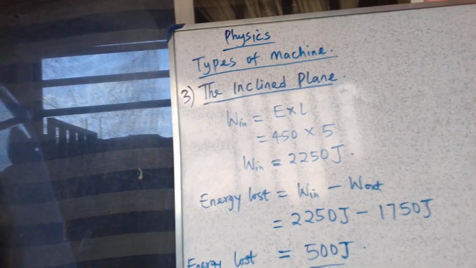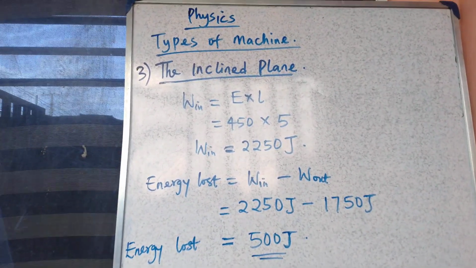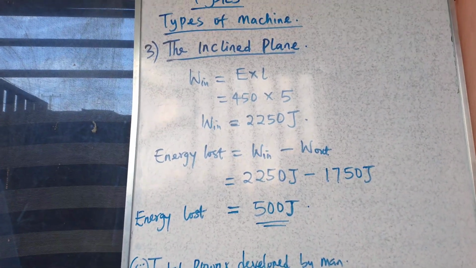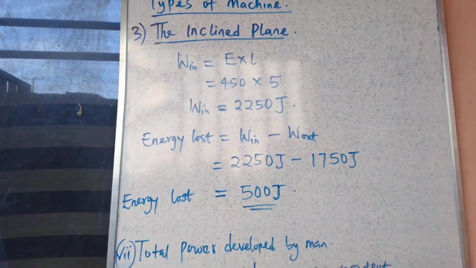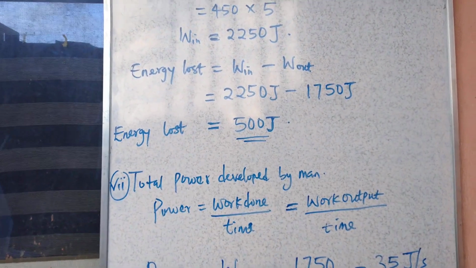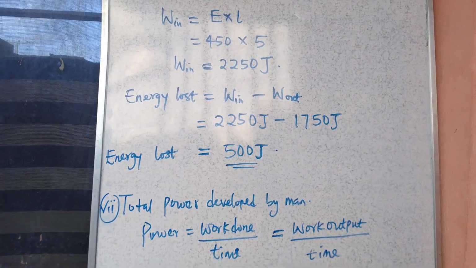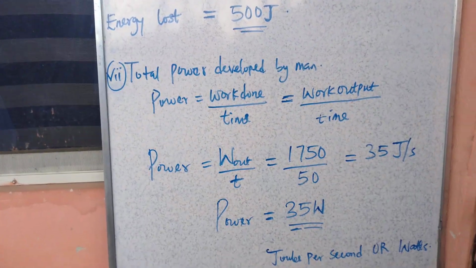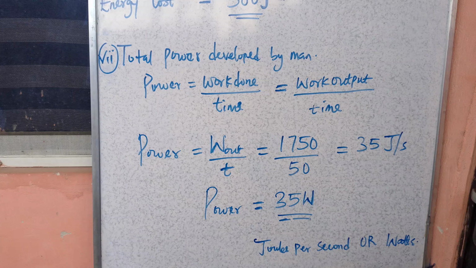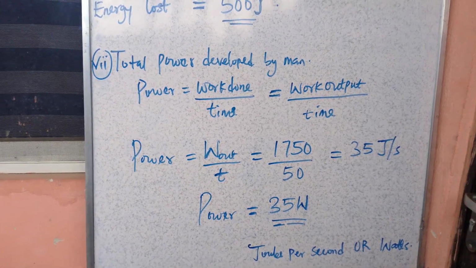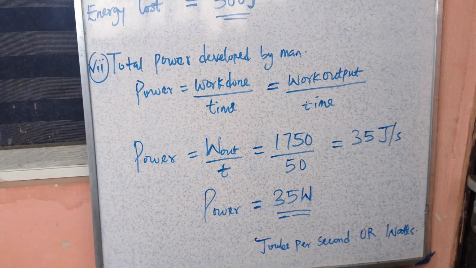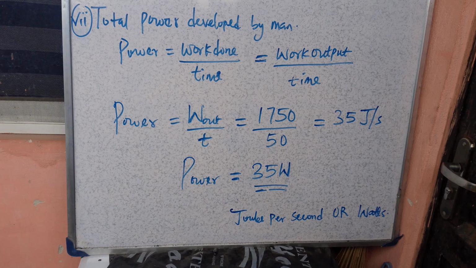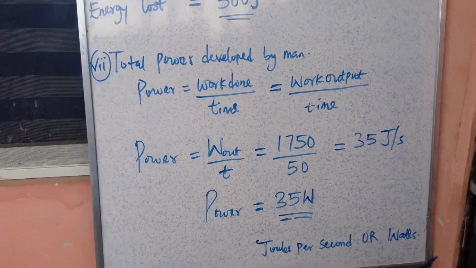So we have come to the end of this teaching today on inclined plane. This was everything we did. We got the work input as the effort times distance moved by effort. The distance moved by effort is the length of the inclined plane. So finally, we got the work input as 2250, and the energy loss is work input minus work output, which is 500 joules. Total power developed by the man is work done over time. That would be power is work output over time, which is 1750 divided by 50, gave us 35 joules per second or 35 watts.